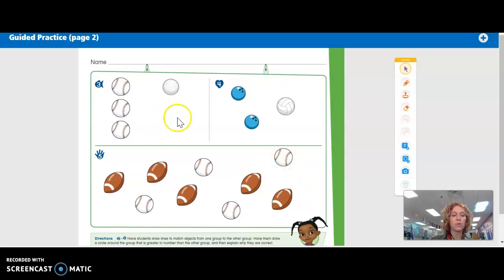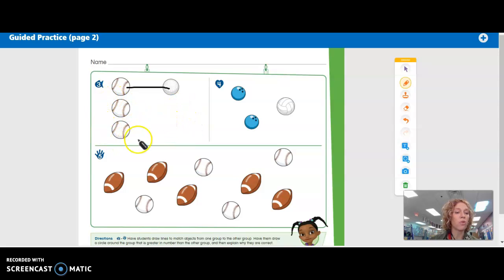So what we need to do is find out which group is a greater amount. I'm looking at number 3 here. I have baseballs and a golf ball. The first thing I need to do is match them up. Oops, let me get my pencil here. So one baseball, one golf ball. Oh, there's no more golf balls.